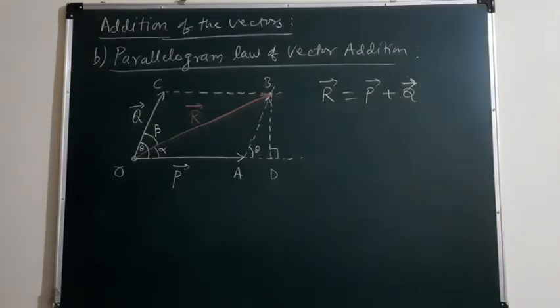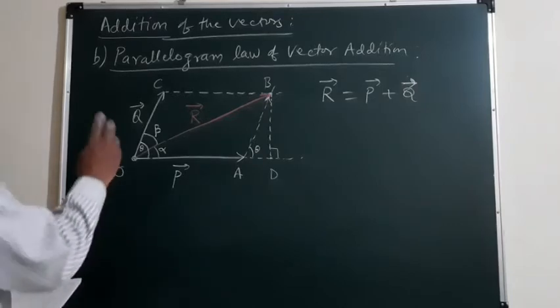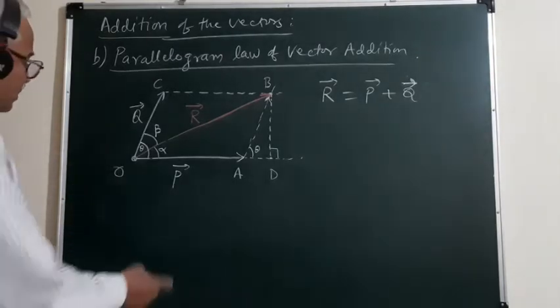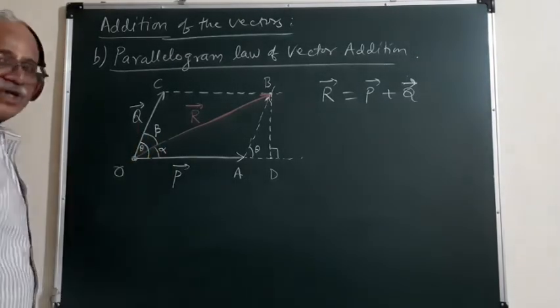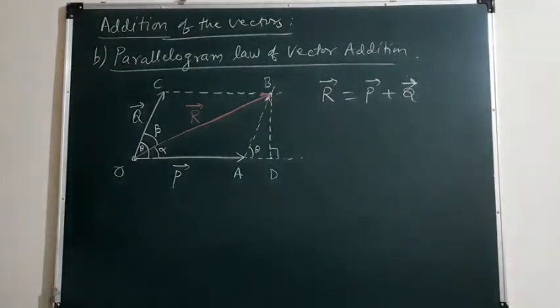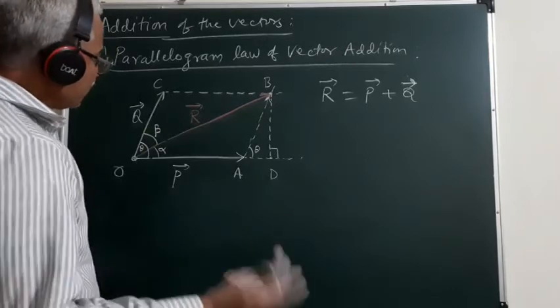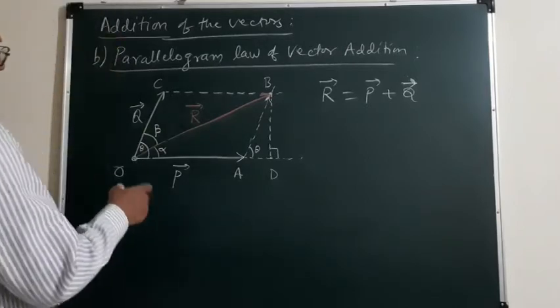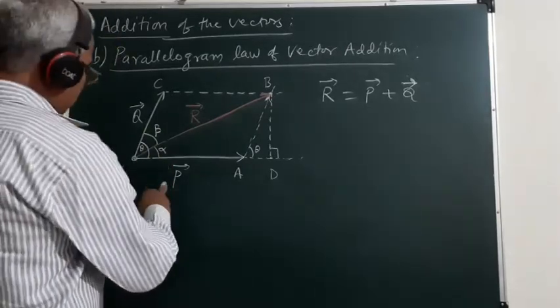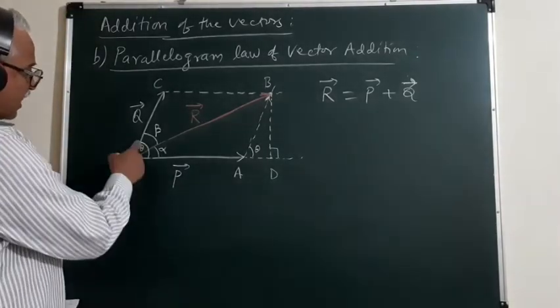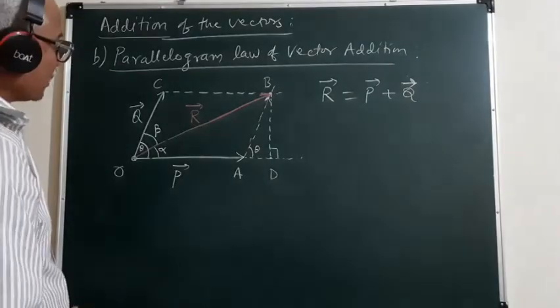If it is so, then we can obtain the magnitude of this vector R bar as well as the angles alpha and beta subtended by R bar with the vectors P bar and Q bar in terms of the magnitudes of the vectors P bar, Q bar and the angle theta between them.